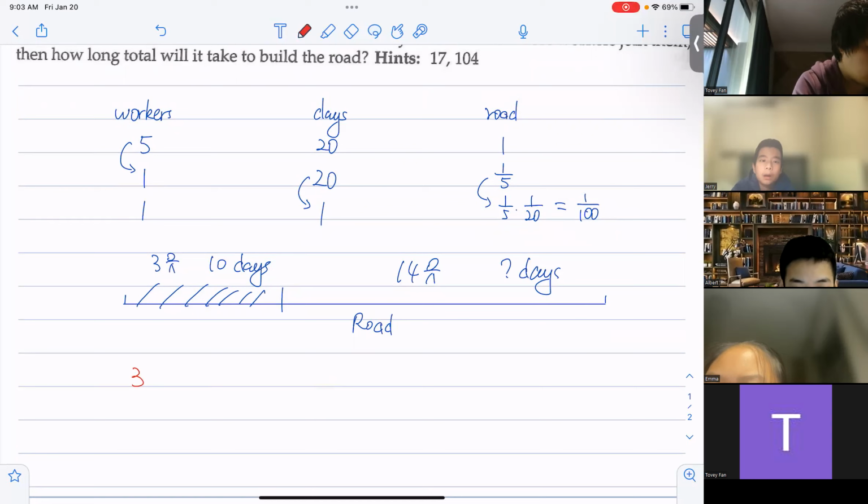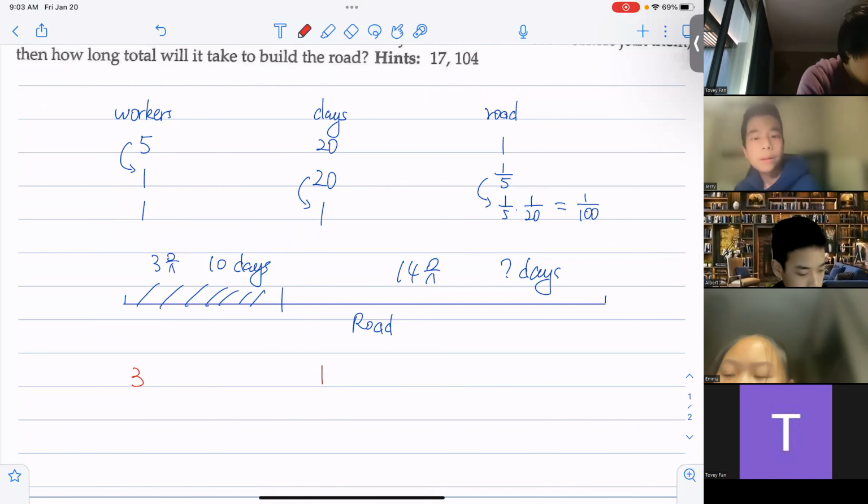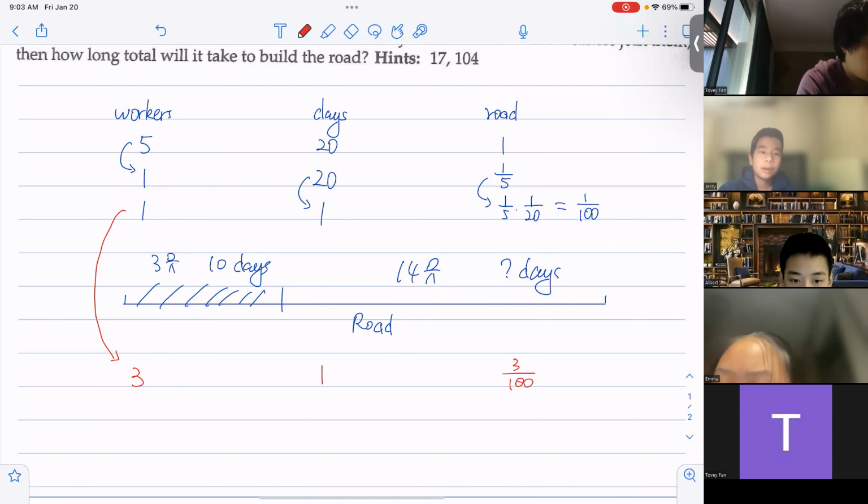So maybe we can first figure out 3 people in one day, okay? One person in one day is 1 out of 100. What about 3 people in one day? 3 over 100, right? Jerry and Emma, that makes sense? So Jerry, you do 1%, Albert does 1%, Emma, you do 1%. Altogether, you can do 3%. Does that make sense, right? Okay, so Emma, good? So this is basically times 3. So the amount of work done will be times 3. So 3 out of 100.